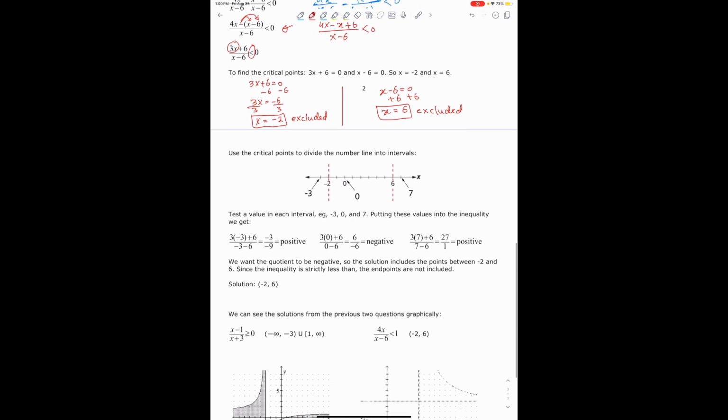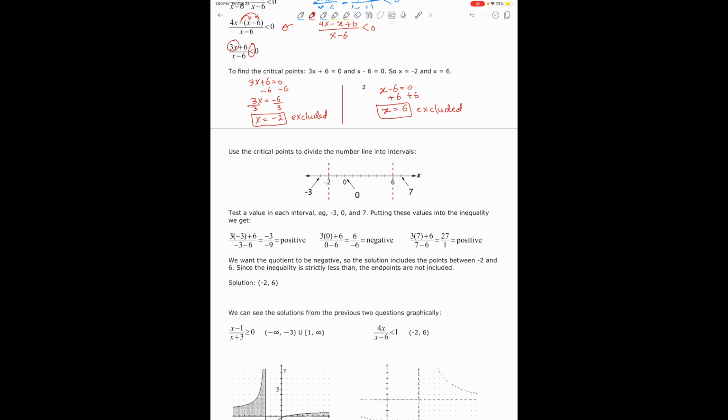So now we're going to put these 2 points on a number line and then indicate inclusiveness or exclusiveness. We have the -2. The -2 is excluded, so we're going to put a dashed line here. Same with the 6, it's excluded, so we're going to put a dashed line here. Next, we're going to pick testing points. From the first interval, we picked -3. From the second interval, we picked 0.